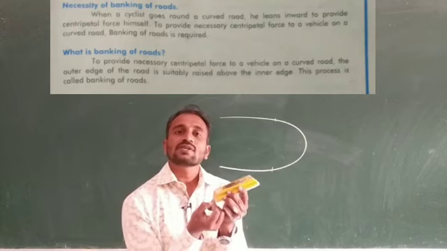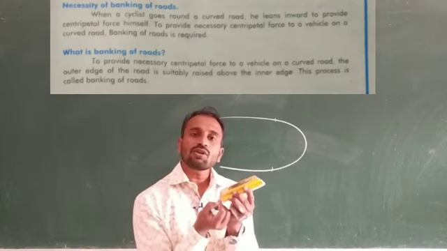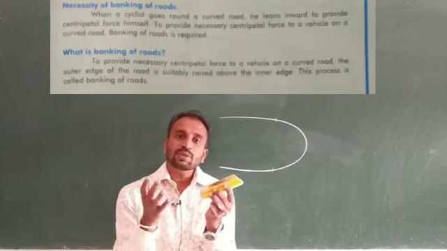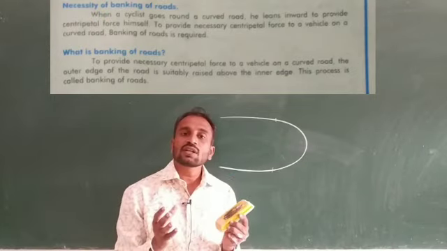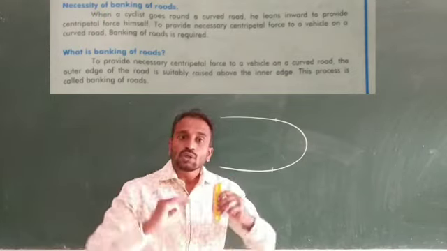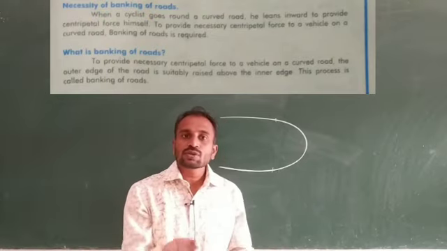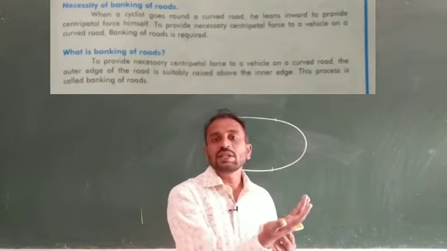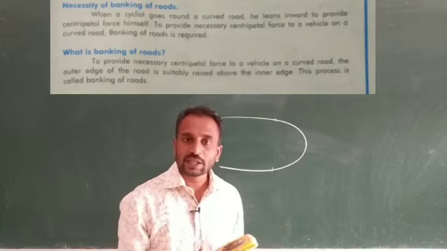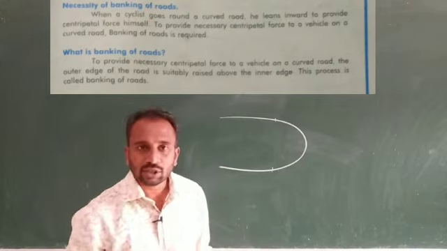So this is banking of a road. Banking of a road means the vehicle present on a curved path requires centripetal force. To provide this centripetal force, the outer edge slightly increases compared to the inner edge. This we call banking of a road.